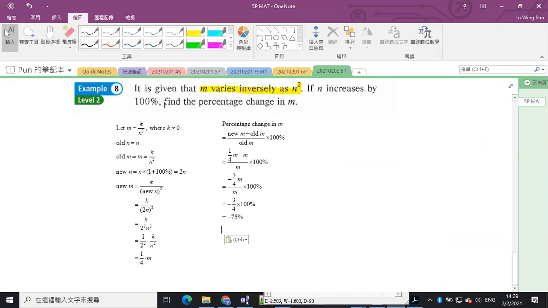N increases by 100%. When it increases by a percentage, you always multiply it by 1 plus the percentage increase. So it should be 1 plus 100% here. And then 100% will be changed to 1. So it is just 1 plus 1. So the new n is equal to 2n. Can you get this?